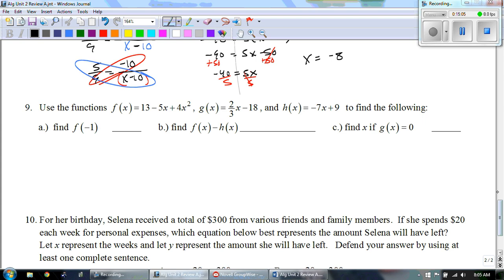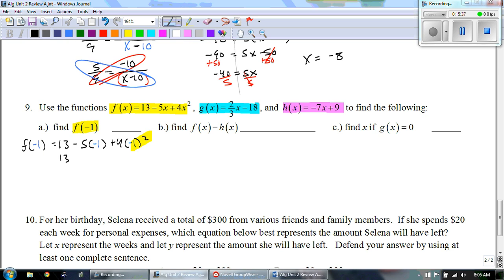Okay, so use the functions. We have f of x, g of x, and h of x. So the first one says find f of -1. Okay, so I'm going to take f of -1 and I'm going to plug it into the equation. We got -1, -1, and -1. And now we're just doing order of operations to solve everything.